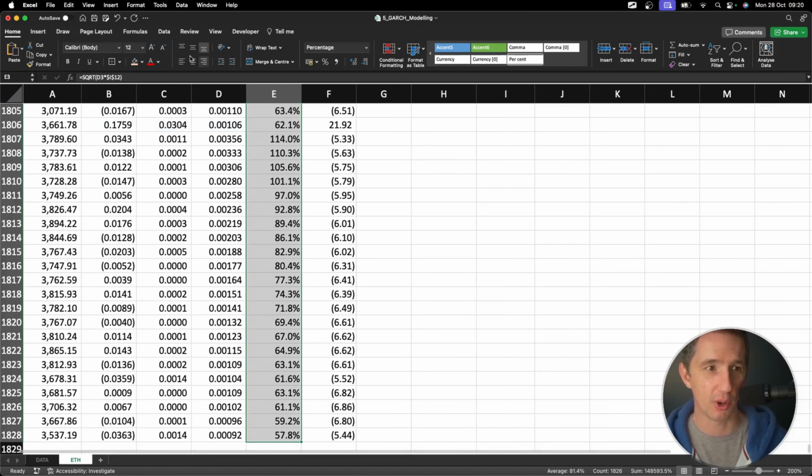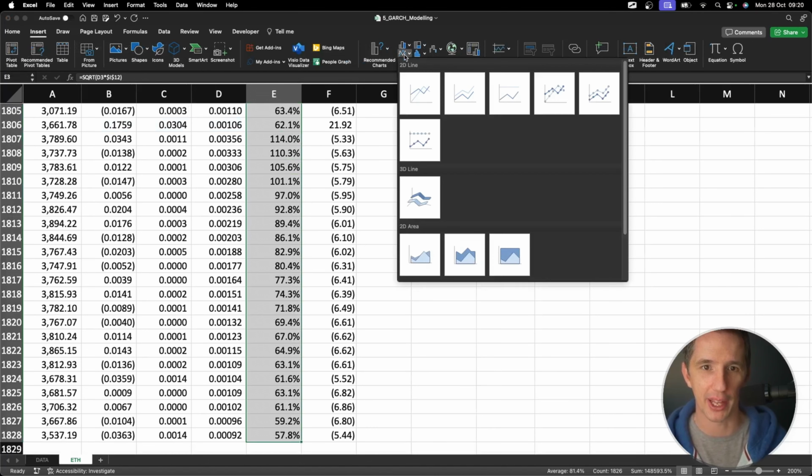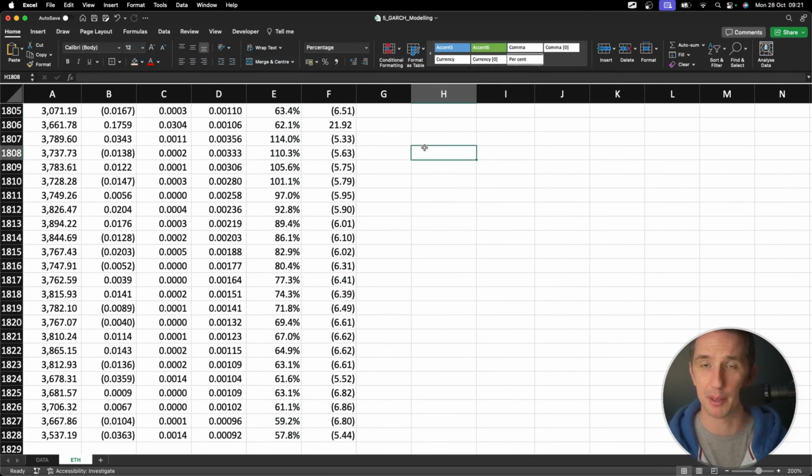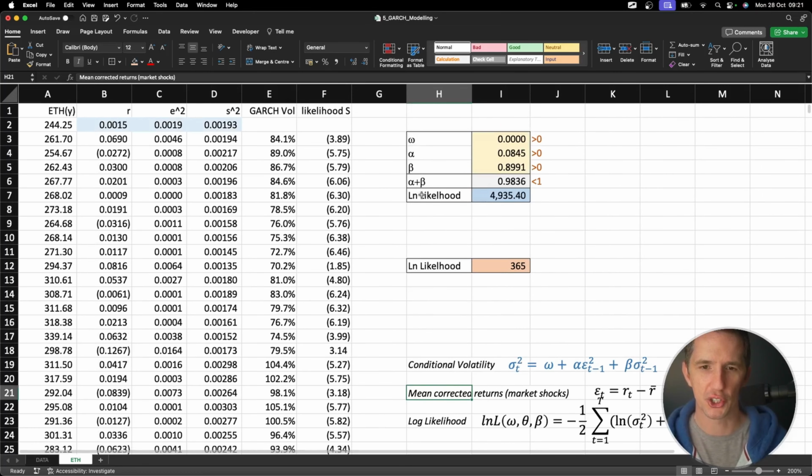And now if I go and graph this, so if I go and highlight all of that and show you what it looks like graphically, here you can see Ethereum's volatility over the last 5 years. I'm going to delete that graph for now. We'll come back and build it again. But I just wanted to show you what it is you need to do in order to see the volatility over time. Well, now you've calculated volatility over time.